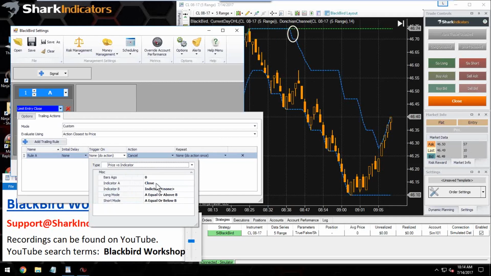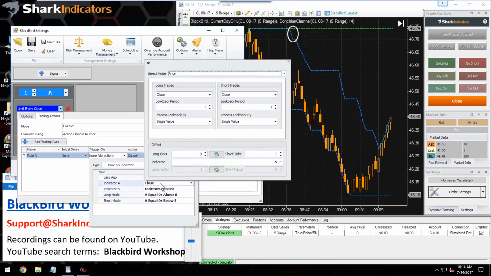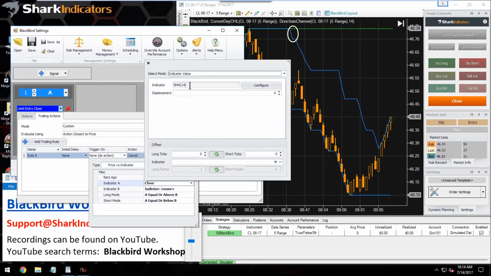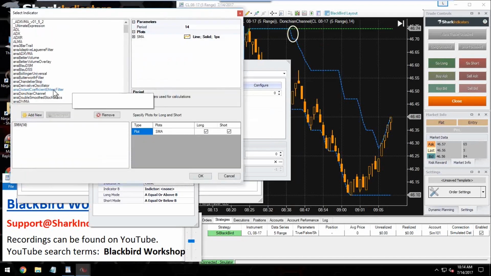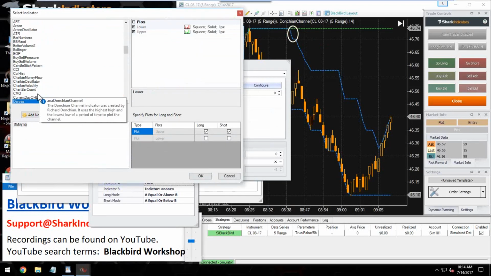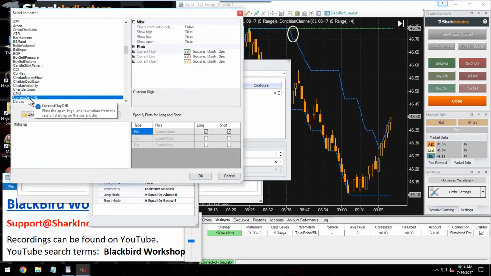So let's see here. For indicator A, I'm going to set this to the current day open high low indicator. I'll set indicator A to be the current high or the current low plots. So let's go set that up here. There's the current day open high low.